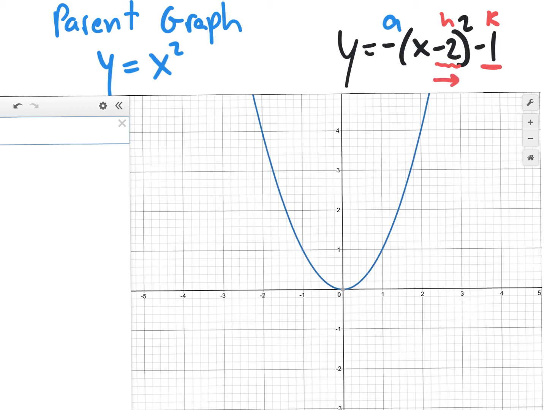That's 2 units to the right. And the -1 is the k value. That shifts it where? 1 unit down. So let me go 2 to the right, 1 down. Here's my new vertex. We know it's opening down, so that's just the sketch.